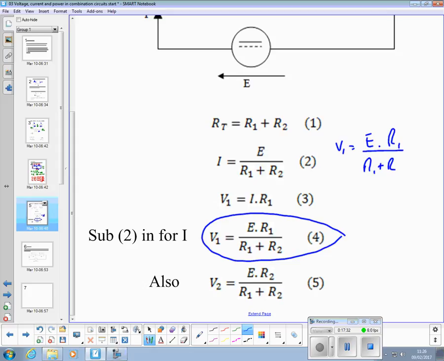Equally, we find V2 by multiplying E by R2 on the top and dividing by the 2 resistors added together. Voltage divider rule. Okay? You can remember that, or you can do Ohm's law and do each calculation separately like we did in the first part. Sometimes there's instances where you're better off or need to do it this way, but not that often.